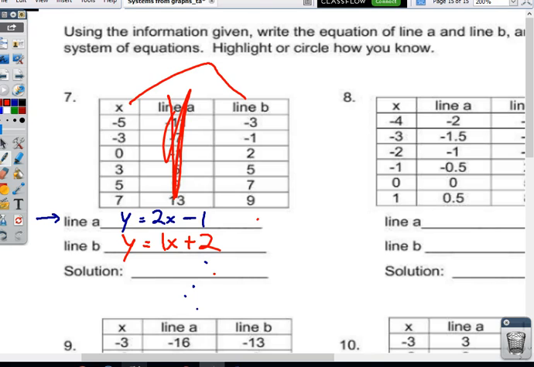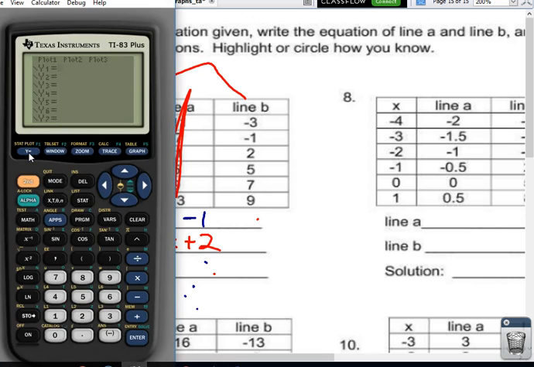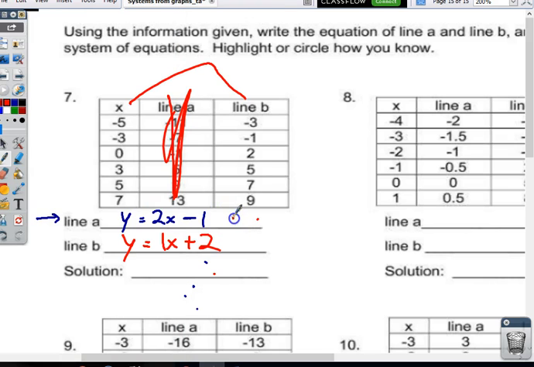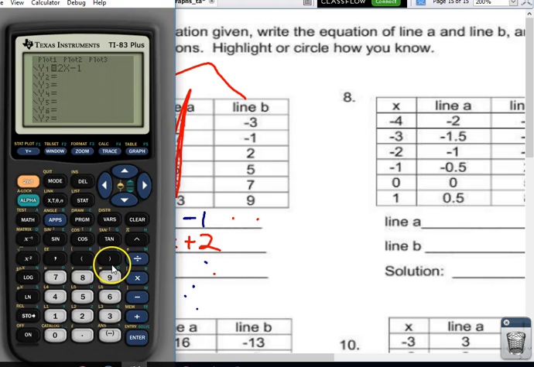Alright, so we're done with the equation for line A and line B, right? We found the equations. Now we only need the solutions. Now look what this says. This is y equals. Let's go ahead and put in y equals then. So go to y equals, and let's put 2x minus 1. I just put in this one right here. And let's put this one in y2. So we're going to go to y2, and we're going to put 1x plus 2. And then we're going to hit graph.